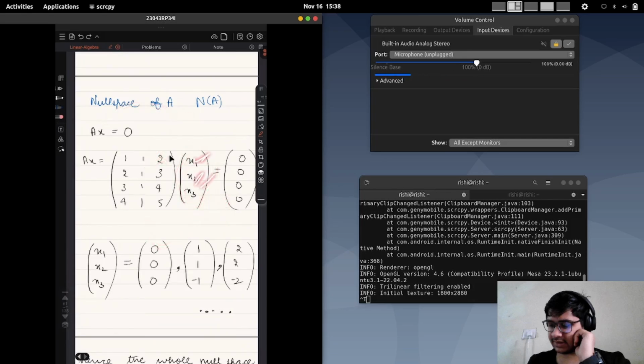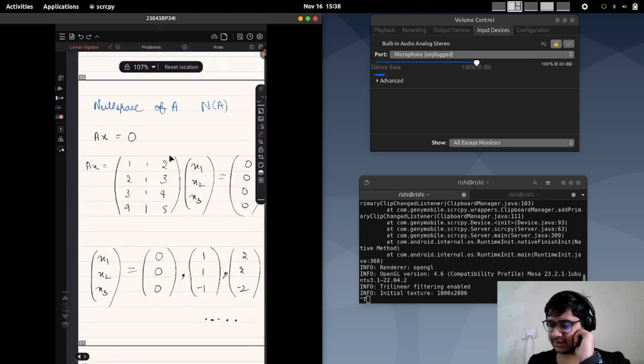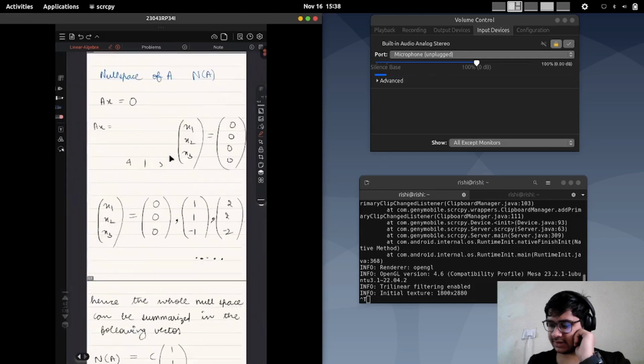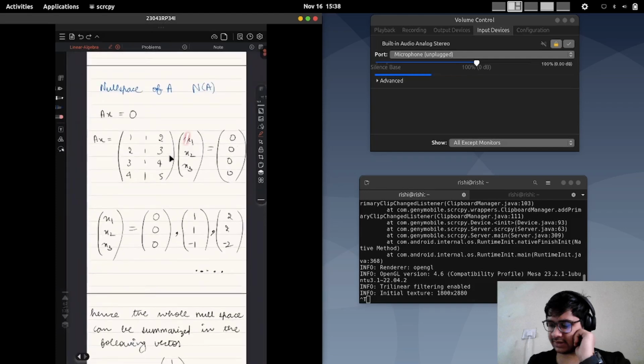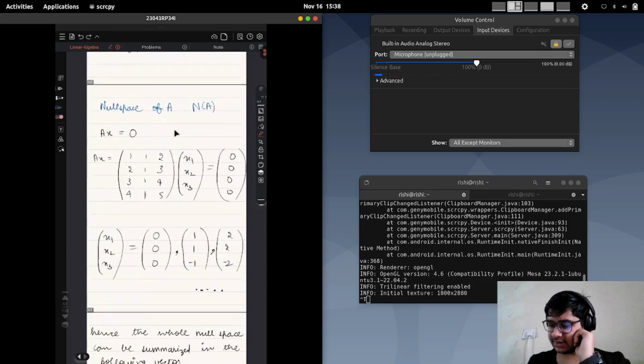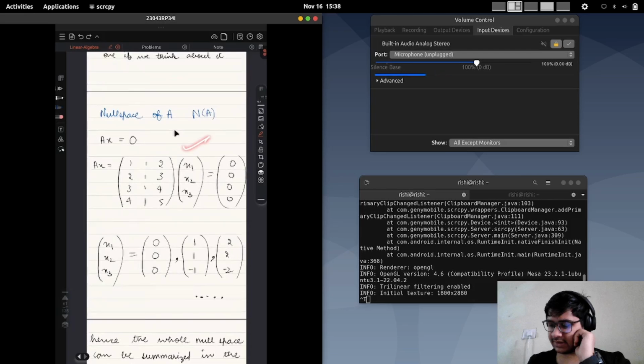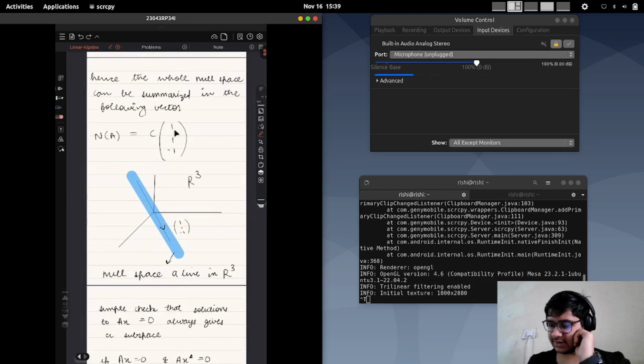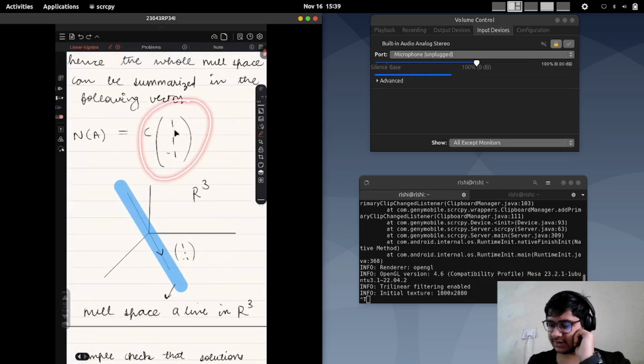One solution is 0, 0, 0 obviously, but another is 1 of this, and minus 1 of this, because the summation of these two results in this. So we can add these two, subtract this one, and still get 0. There can be a lot of vectors with respect to this one if we multiply it with a scalar. Hence the whole null space can be summarized in the following vector: C times (1, 1, minus 1), where the scalar C can be anything.